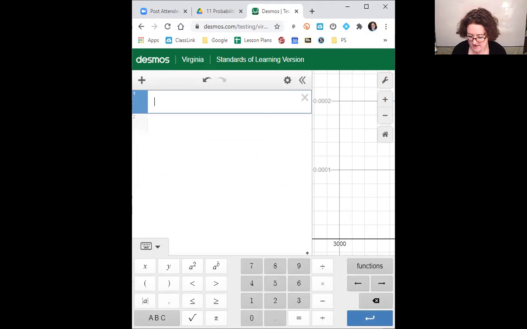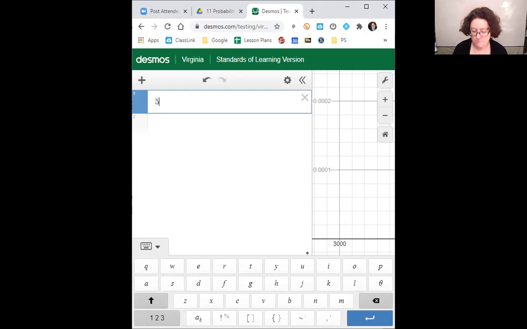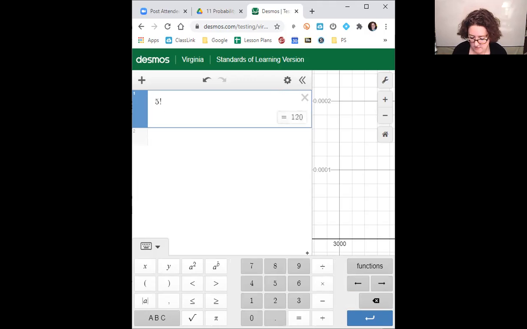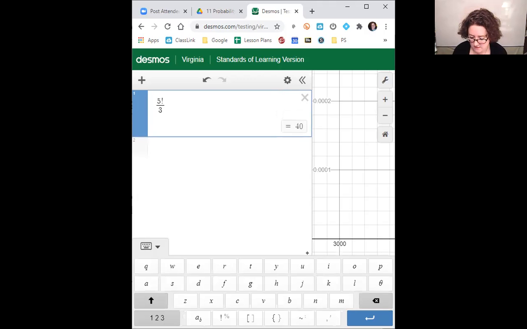So we need to do 5 factorial. Now, again, if you're on a touchscreen like me and you don't have a computer, that means you're going to have to go to the ABC, and right down below, that's where that exclamation point is. And then back over my number pad, and I'm going to divide, and it automatically puts my fraction bar in there. So then I need 3 exclamation point. So our final answer on that one is 20.